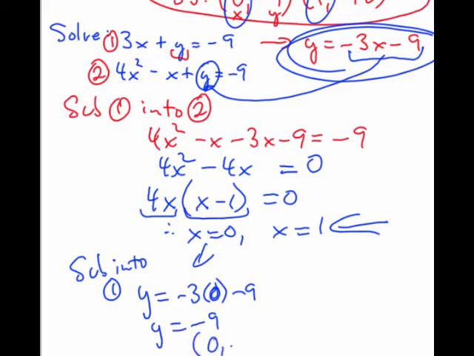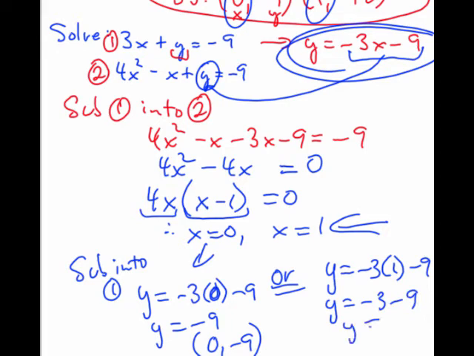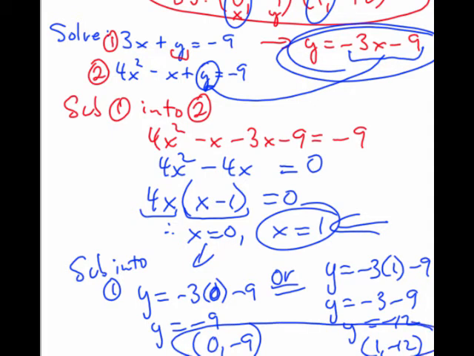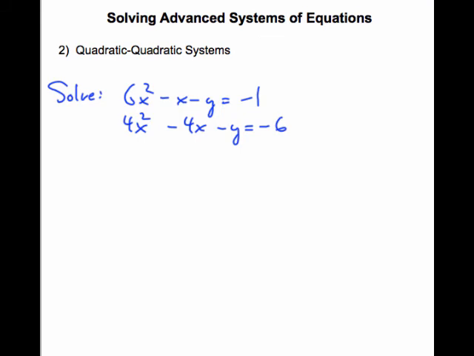So the point that goes together is 0, negative 9. Or if I plug 1 into the equation, y equals negative 3 times 1 minus 9. Negative 3 minus 9, negative 12. And so the point of intersection is 1, negative 12. Alright, so the substitution method is the primary method you will use when you're doing a linear quadratic system. There are ways you can use elimination as well, but I'll let you explore that on your own. Alright, so now we are looking at a quadratic system, okay, which is basically two parabolas.